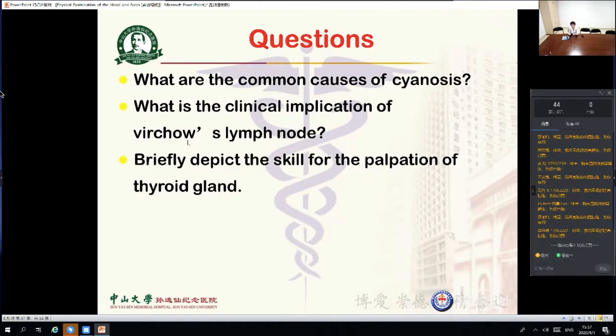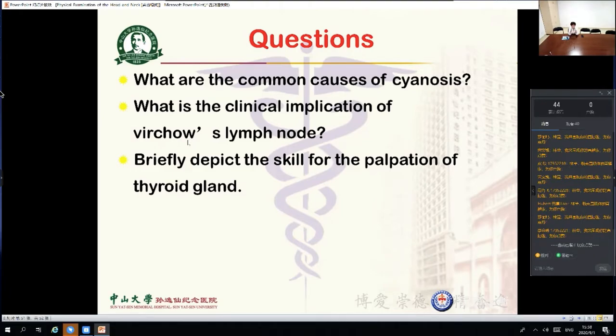And if you are standing in front of the patient, you put your index finger and middle finger behind the sternocleidomastoid muscle and push it to the front side of the patient, and use your 2 thumbs. Put the 2 thumbs on the lateral lobes of the thyroid gland, then ask the patient to swallow and do the palpation of the thyroid gland.